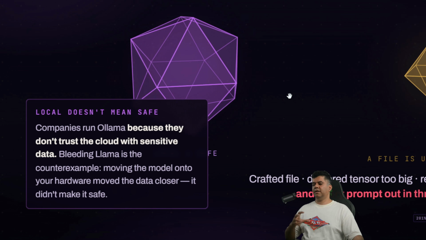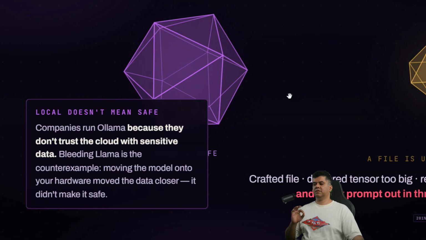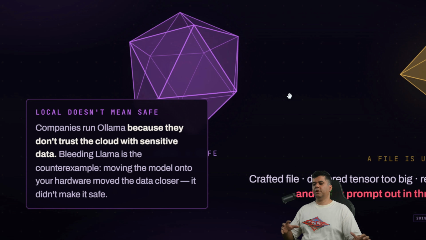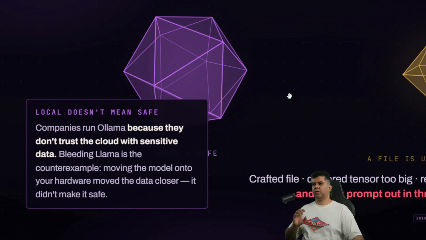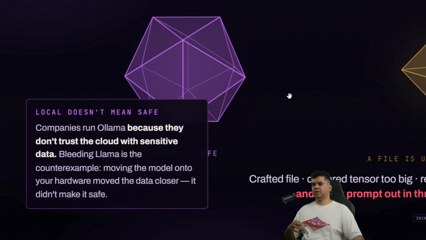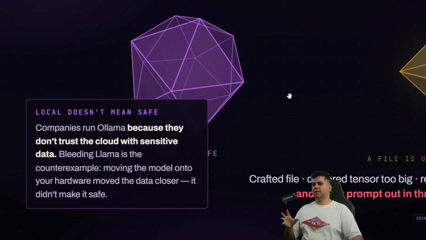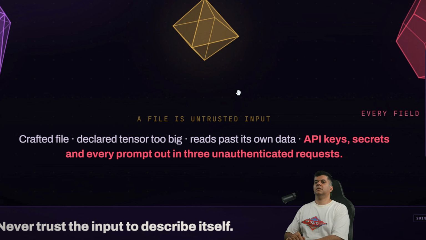So here's the main idea or takeaway from this video. It's that companies run LLaMA precisely because they don't trust the cloud with their sensitive data. And that's why they want to keep the AI local because it's private. But Bleeding Llama is the counterexample. So keeping the model on your own hardware moved the data closer, but didn't make it any safer. It just put all those secrets into a server that would read past the end of a buffer and hand them to a stranger.